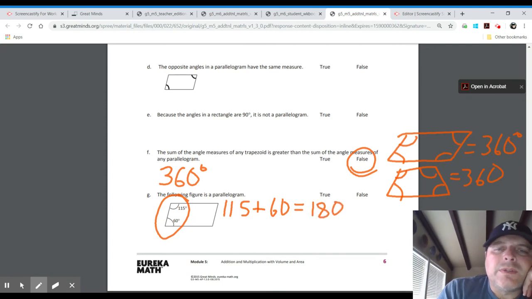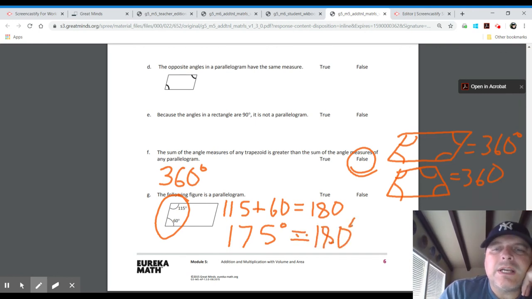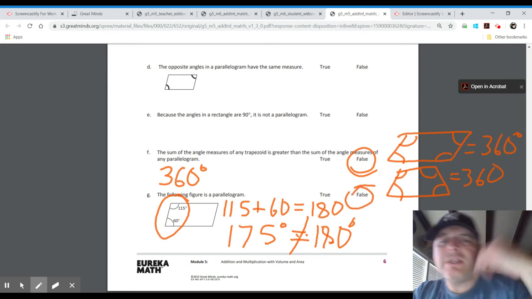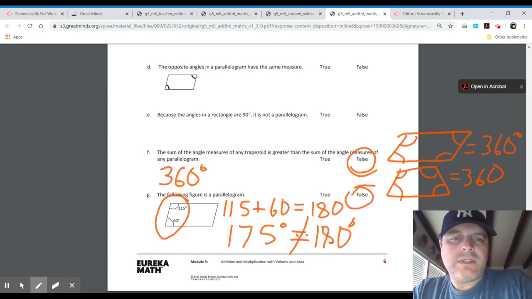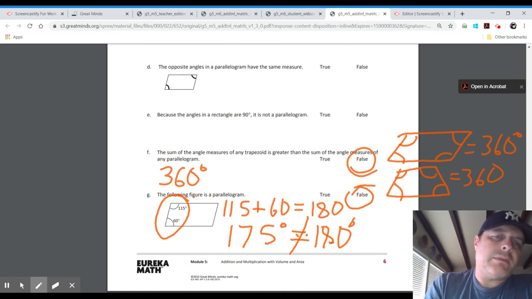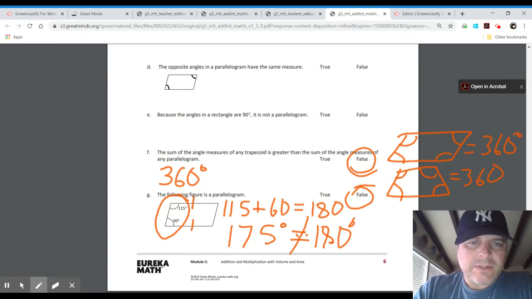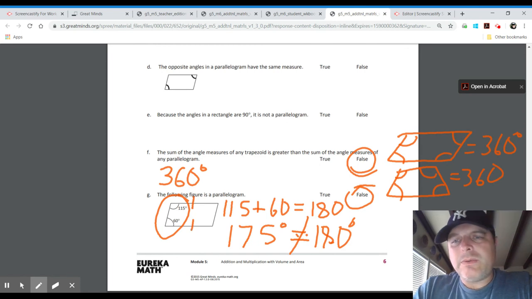So 60 plus 10 is 70. So it's 175 degrees, and is it equal to 180? The answer is no, they're not equal. Since they're not equal, this statement is false. It is not a parallelogram, although it looks like one. It's really close. These sides look like they're parallel, but they're off by just a little bit. One's pointed inward. So that's 60. If that 60 was a 65, slightly outwards, you would have a parallelogram.